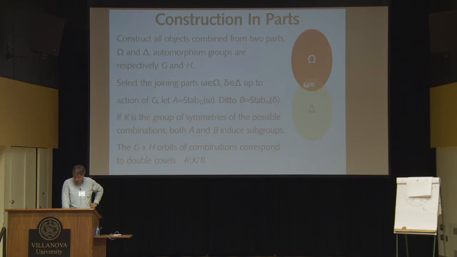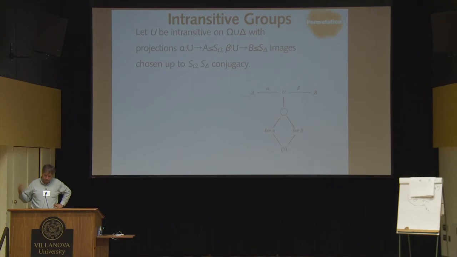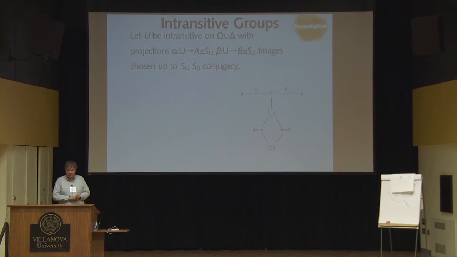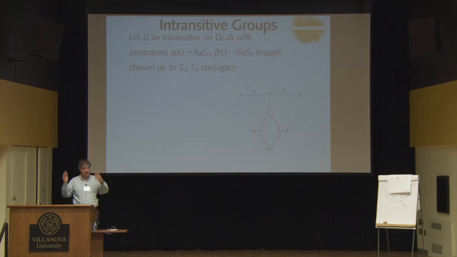That's why double cosets are important. And I want to give you one example of this, because I think this is a generic construction which is useful for combinatorics. The example I want to give you is the example of intransitive groups. Again, also because sometimes you want to have small intransitive groups, because you know that you have a particular action on one kind of objects and a particular other action on another kind of objects. The situation there in group theory is what is called a subdirect product. We have a group U, which has two projections. Imagine the projections are actions on two orbits, one image A, one image B.